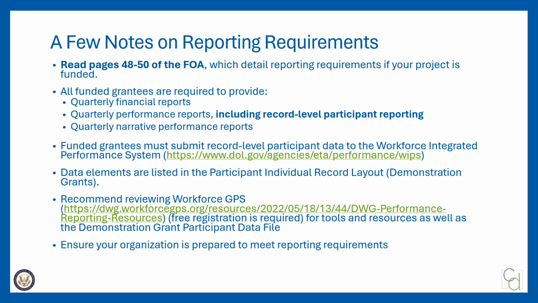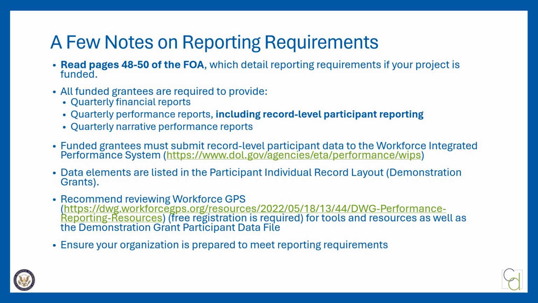quarterly performance reports, including record level participant reporting, which I'll talk about in a bit more detail, and quarterly narrative performance reports, which are described on page 50 of the FOA. Record level participant data submissions occur quarterly, and they're submitted through the Workforce Integrated Performance System, aka WIPS.